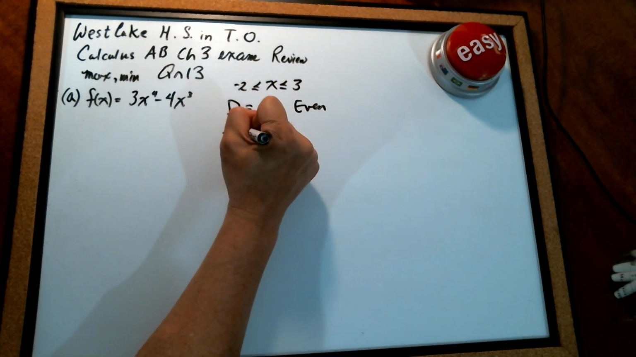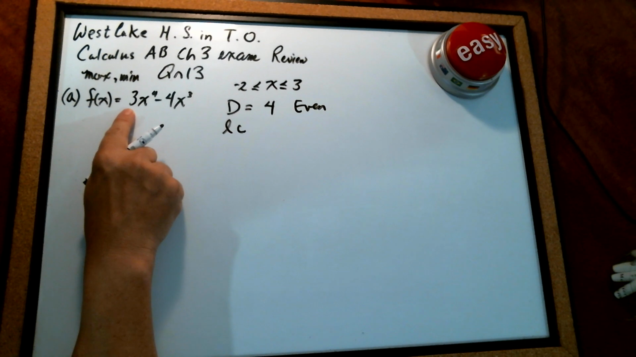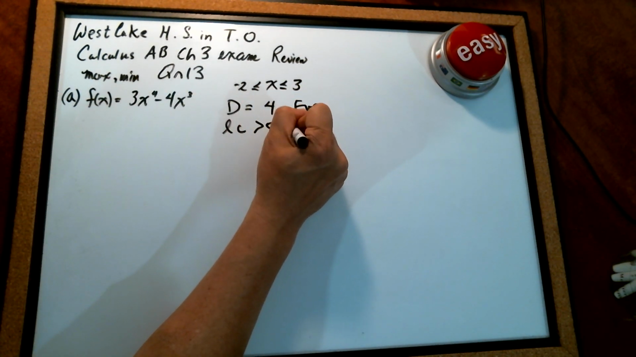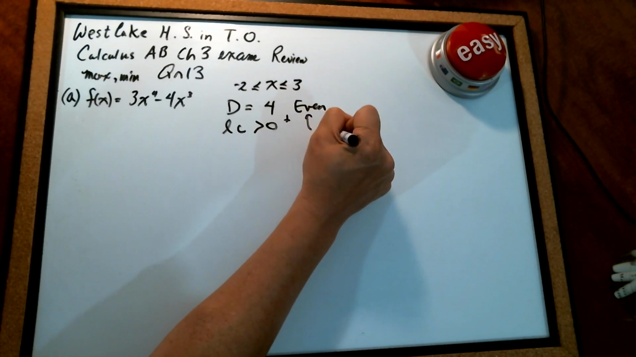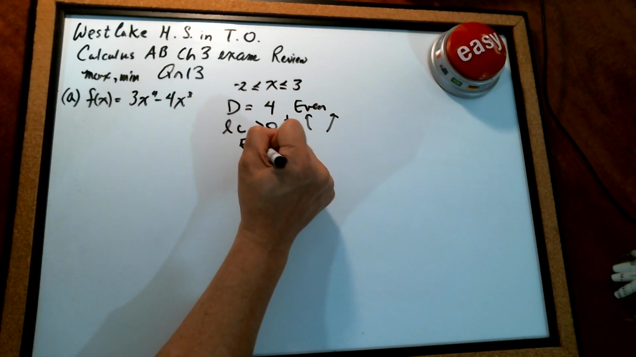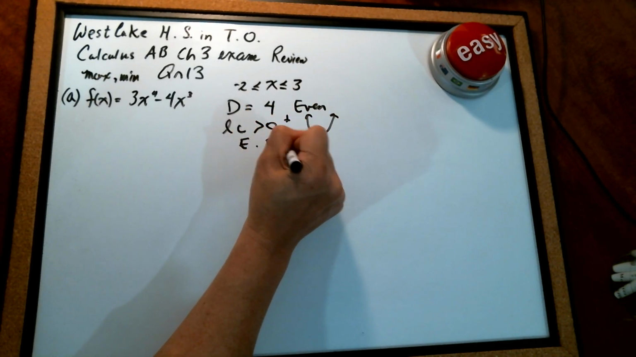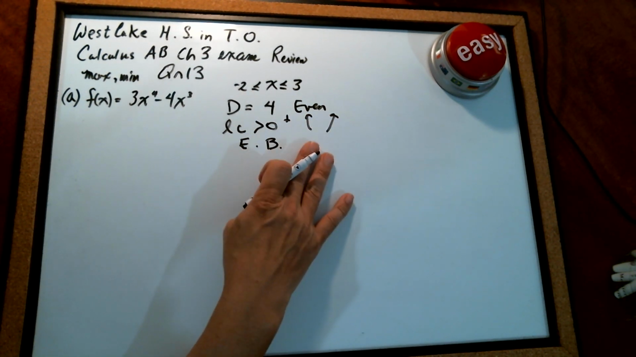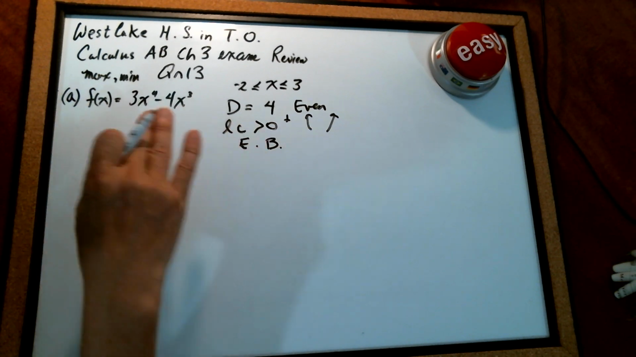And the leading coefficient, that's the leading coefficient right there, is going to be greater than 0, or positive. In other words, that means the end behavior is going to go in the same direction on both sides. Okay, so that's what it kind of looks like for now.